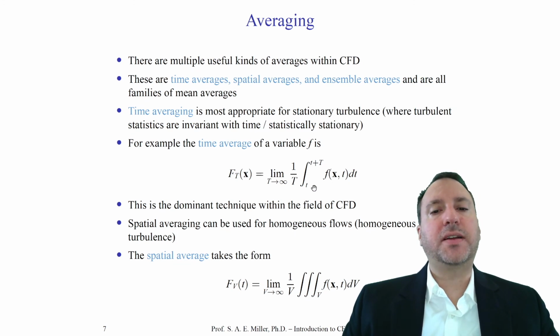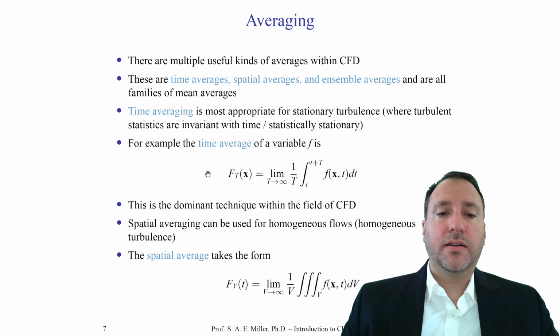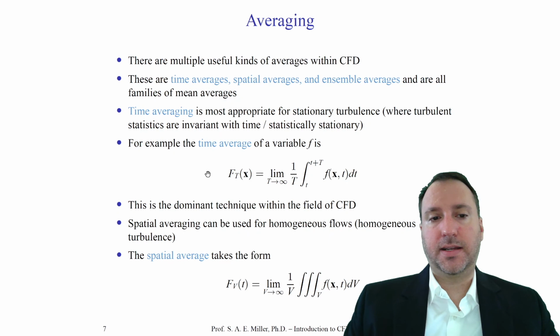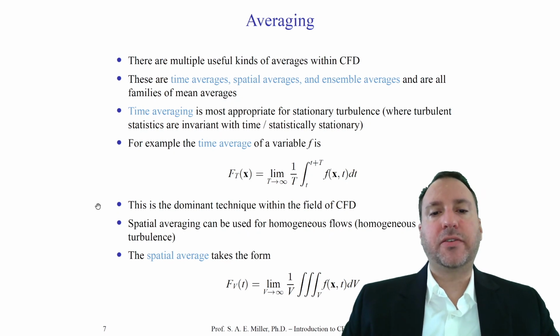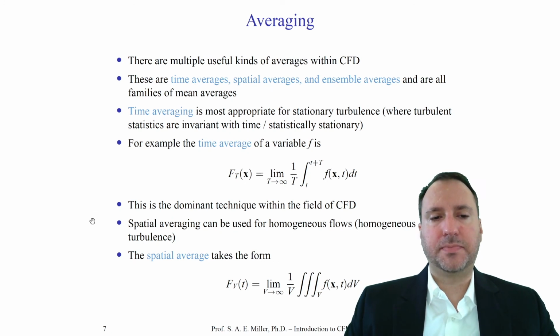You would always select the start time t to be when this flow is statistically stationary, and a large T for when it remains statistically stationary. For example, this would not apply if your engine is starting up. You would start this average once the engine has risen to its steady state conditions, as one example of many. This is the particularly dominant technique within the field of CFD, and we'll look at a few other techniques for averaging, for example, mass-weighted, when we talk about compressibility effects.